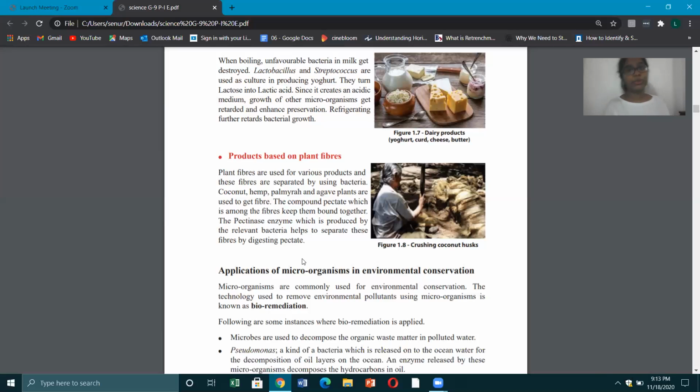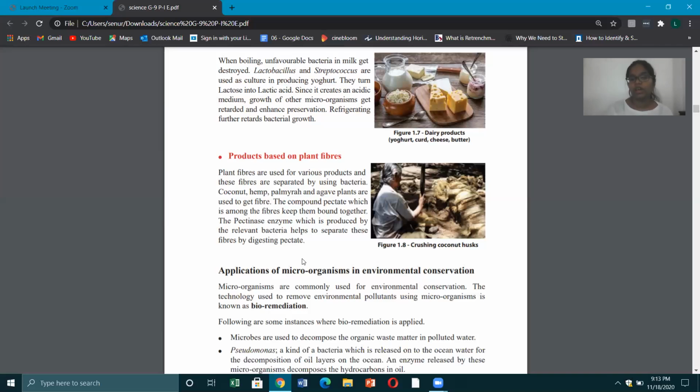So what happens? Growth of other microorganisms gets retarded. Unfavorable microorganisms that grow in that. It gets retarded means it becomes reduced. Other microorganisms cannot grow inside these products. And enhanced preservation, which means you can keep it for a longer time. That is why we have the expiry date of yogurts for at least 1 month or 3 weeks.